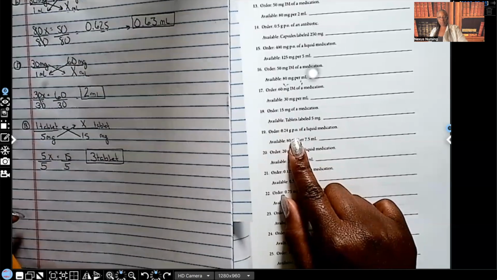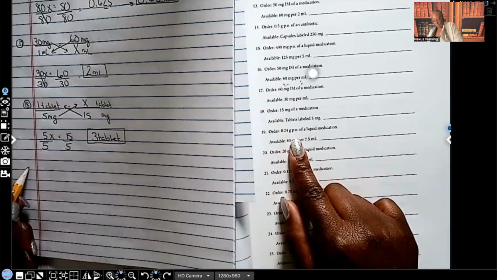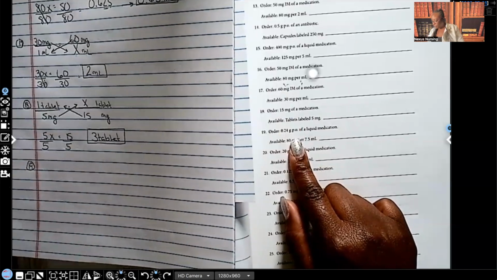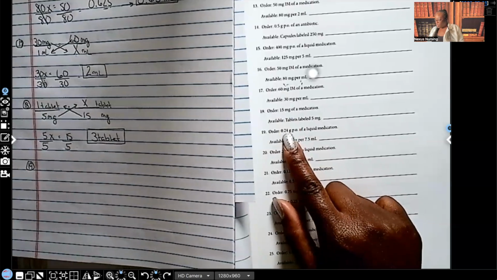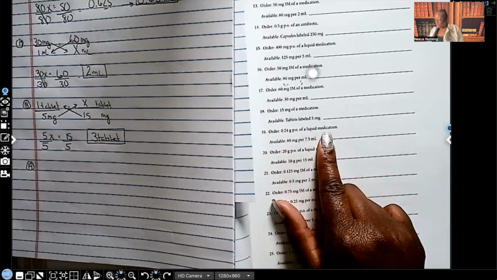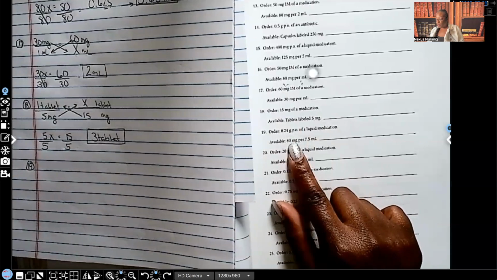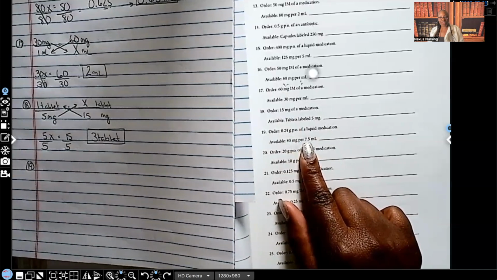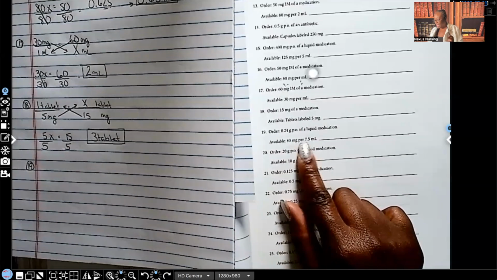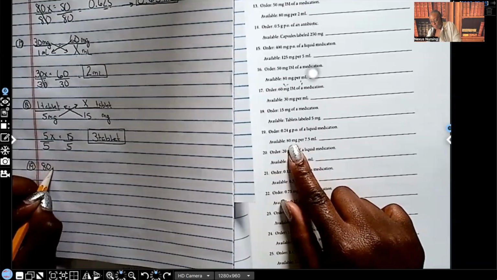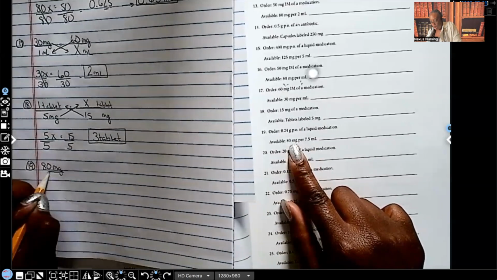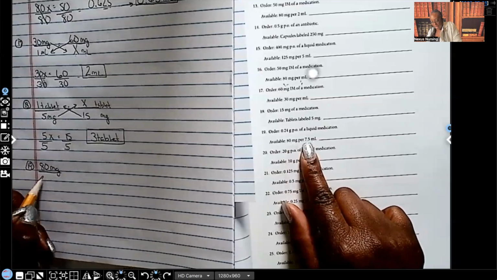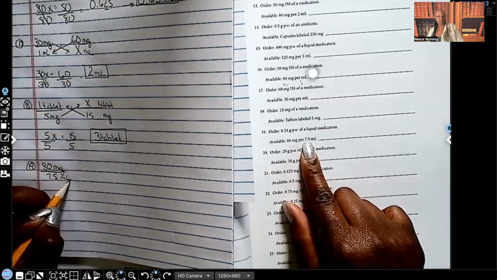Okay, let's do number 19. The order is 0.24 grams by mouth of a liquid medication, but what we have available is 80 milligrams per 7.5 mLs. Whenever it's given to you together, you're going to keep it together. So let's start with that. 80 milligrams per 7.5 ml.